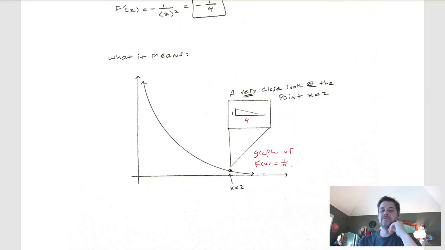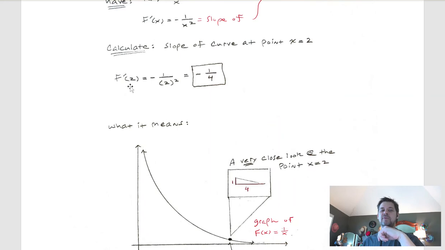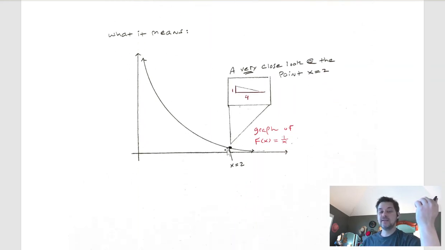Okay, and then right here is the point where x is equal to 2. Now, here's what we're saying. If f prime at 2 is negative 1 over 4, then we're just saying that this little section of that curve is like a line as you see here, where you go down 1 and over 4. Okay, that's what a slope of negative 1 over 4 would be like, down 1 over 4.